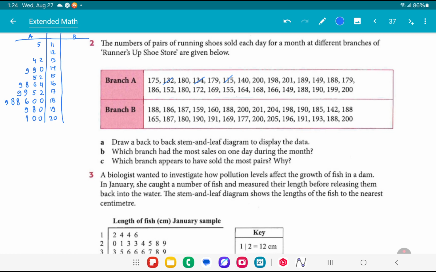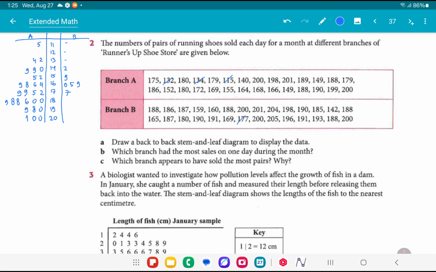For brands B, the smallest one is 142. So we skip this one. We move to 142, 159, and we continue with 160, 165, 169, and then 177, and then 180.